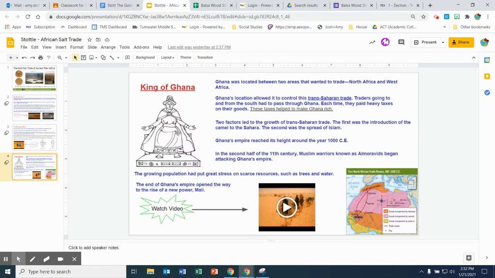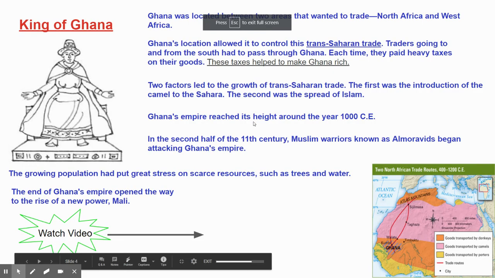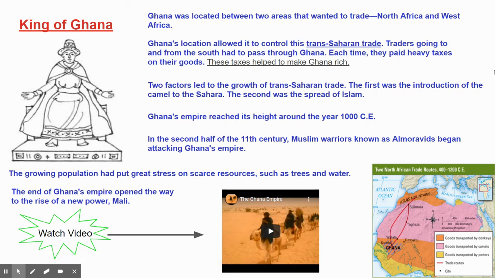Ghana was located between 2 areas that wanted to trade, North Africa and West Africa. Ghana's location allowed it to control the trans-Saharan trade. Again, fancy word for trade across the Sahara. Traders going to and from the south had to pass through Ghana. Each time, they paid heavy taxes on their goods to Ghana. These taxes helped make Ghana very rich.